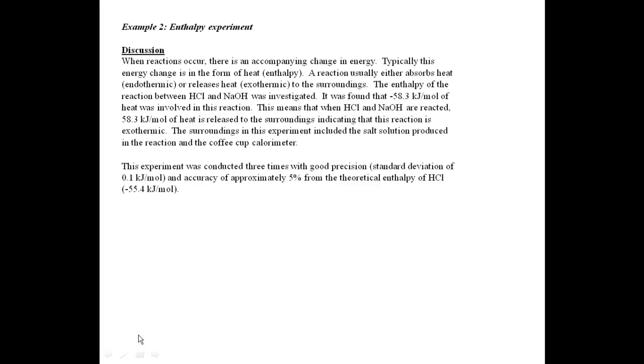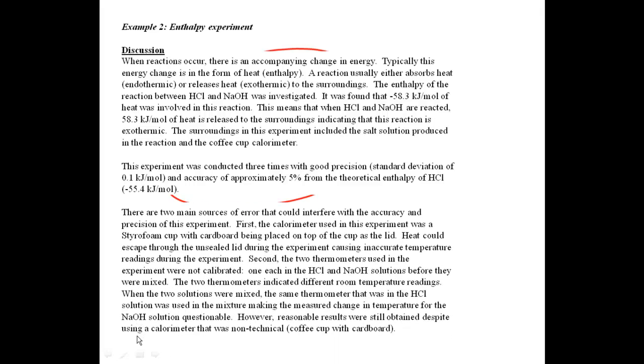This experiment was conducted 3 times with good precision, standard deviation of 0.1 kilojoules per mole, and an accuracy of approximately 5% from the theoretical enthalpy of HCl. So in this case, we did several runs, so we can talk about precision. You take that standard deviation to see how good that is. And then we can talk about accuracy because we know what the actual enthalpy of HCl is, and we can do a little error analysis on that. Okay, so you talk about theory, what we find, how it's related, precision and accuracy. Then lastly, you need to talk about error.